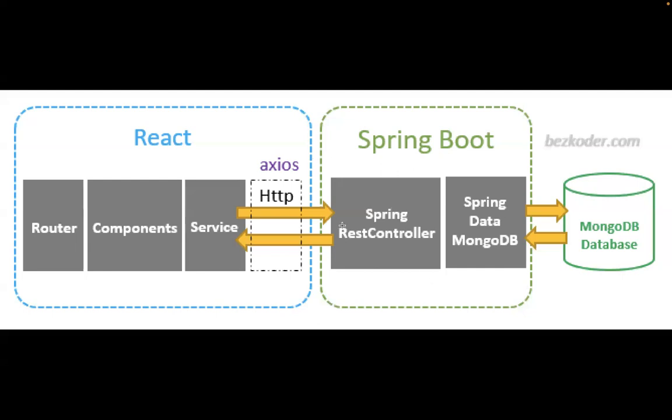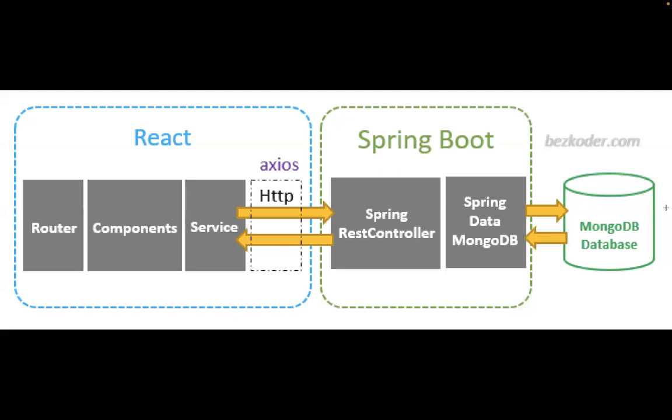Then we have the Spring REST controller. Through this one, we are defining RESTful web services. Using Spring Data MongoDB, we are integrating MongoDB, that means a NoSQL database. MongoDB is a NoSQL database. So we are going to integrate the database using this Spring Data MongoDB.